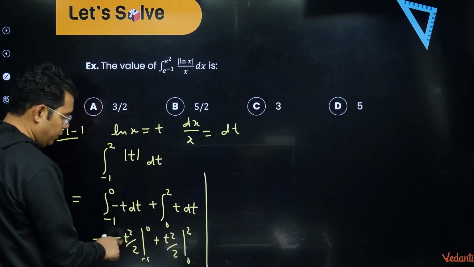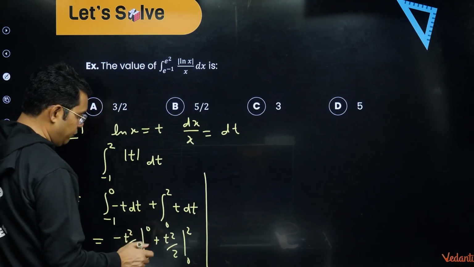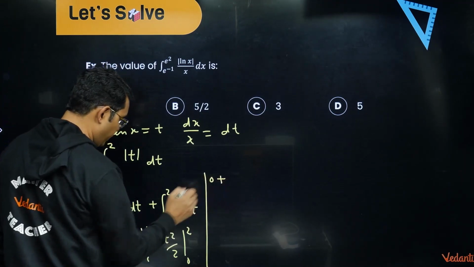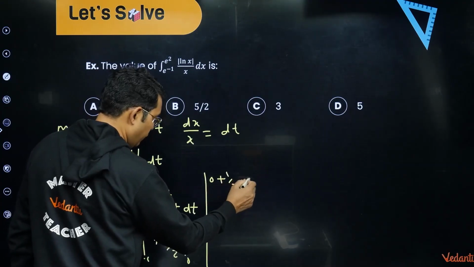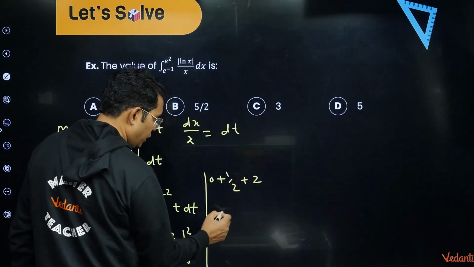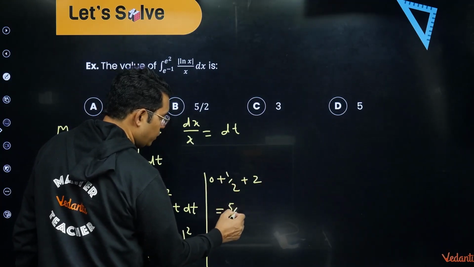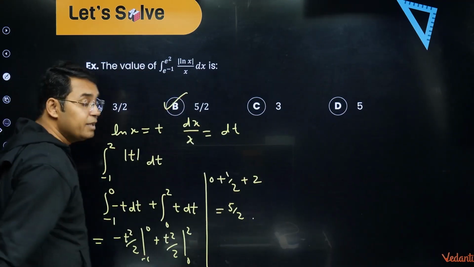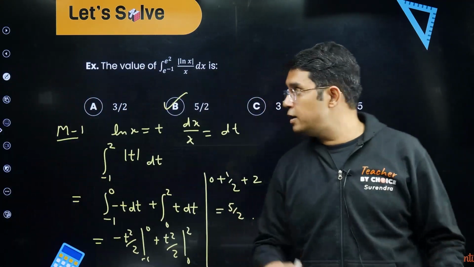What are we getting for this? First, if you put 0, it will give you 0, and then minus minus plus 1 upon 2, whereas this will give you just 2. So the answer is 5 by 2 or 2.5. So B should be the answer of this question. So that was one method of this question.